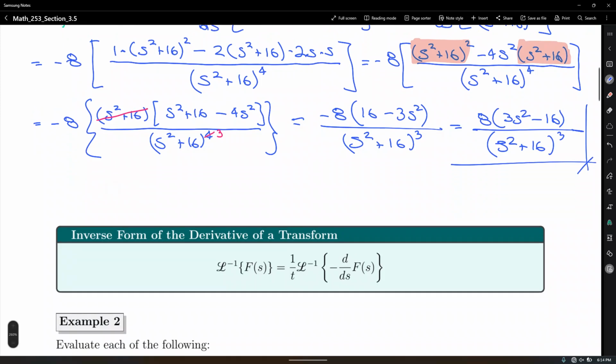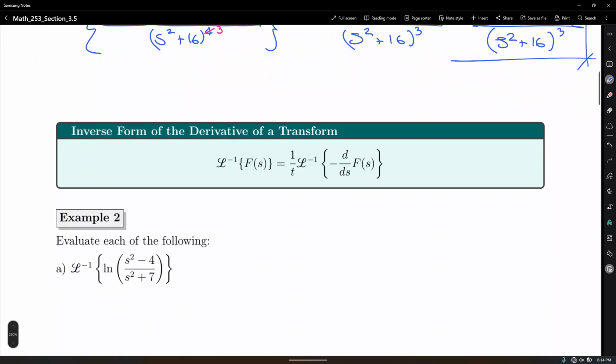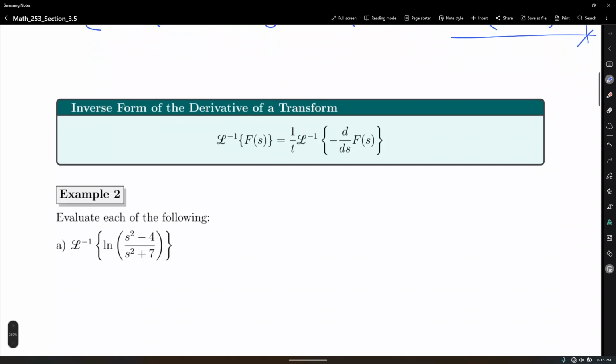Okay, so let's evaluate each of the following. The inverse transform of natural log of (s squared minus 4) divided by (s squared plus 7). Well, this is the first time we get to see the natural log function involved in a transform, or an inverse transform. We didn't do that before. We're going to do that finally. Okay, guys. So there's no formula that gives us back some function if we find the inverse transform of some logarithm.